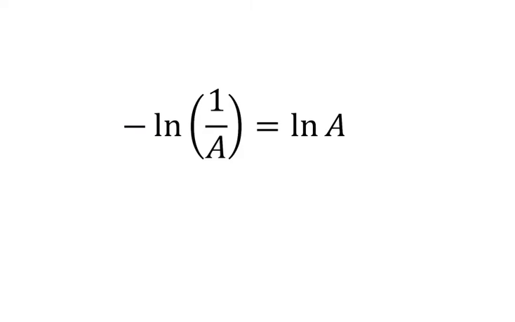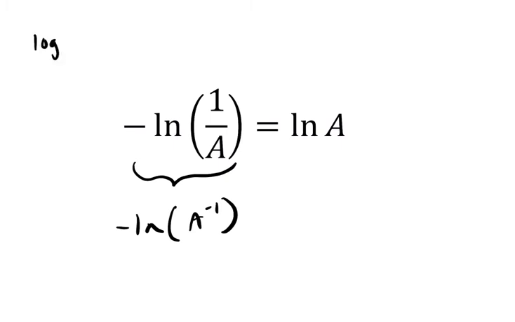So for example, on the left-hand side here, I could first use the laws of exponents to rewrite 1 over a as a to the negative 1, right? A to the negative 1 literally means 1 over a. Then I can use my law of logarithms, the law that says the log of any base of a to the c equals c times the log of base a of a. In other words, this coefficient can become an exponent on this value here, right?